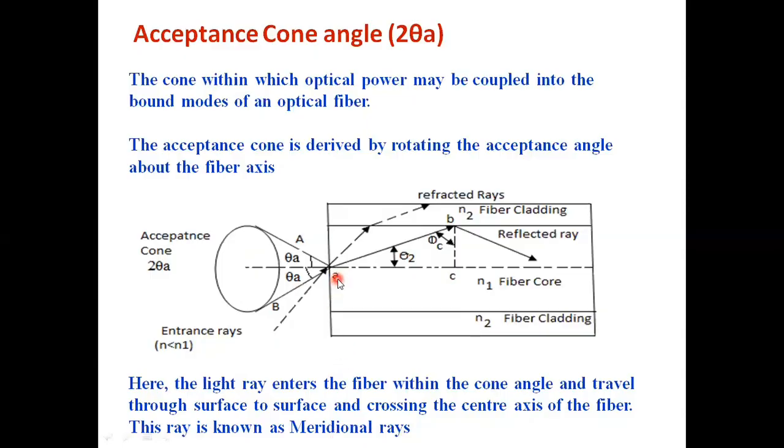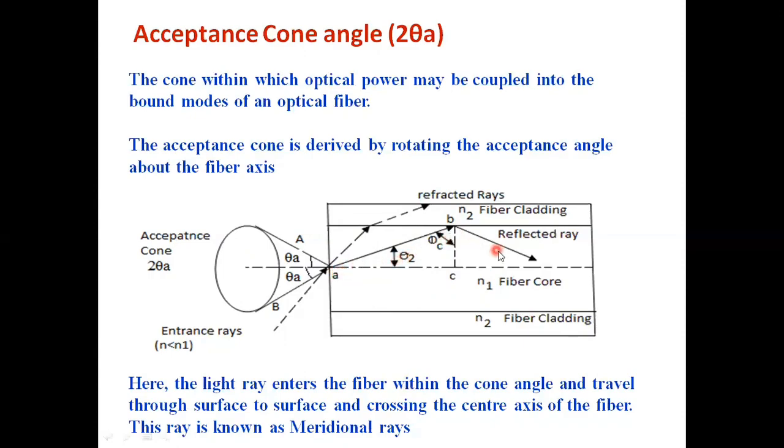This ray is known as a meridional ray. As we already know, the light travels through the optical fiber from surface to surface due to internal reflection, crossing the center axis. So this type of ray is called a meridional ray. Generally, the optical rays traveling in the fiber are categorized into three types: meridional rays, axial rays, and skew rays.